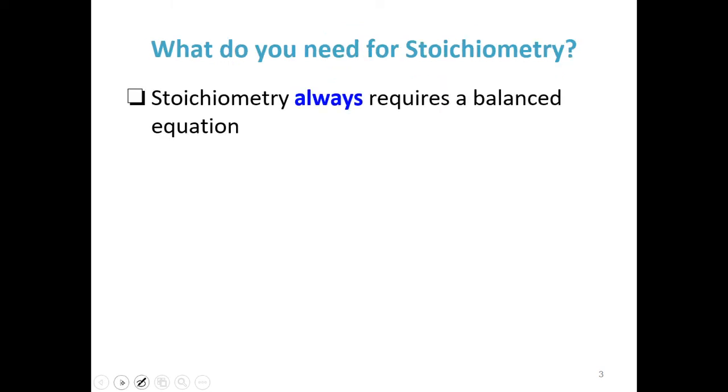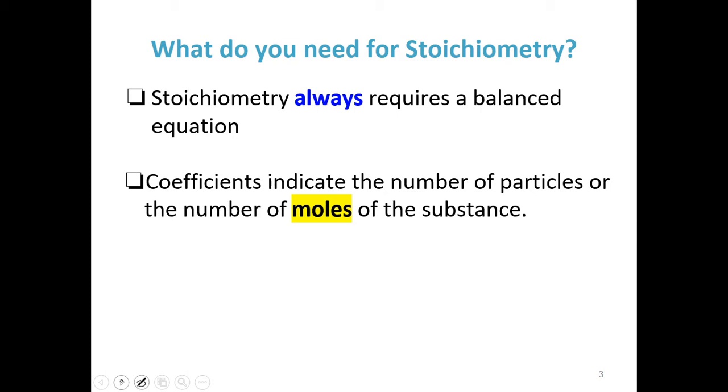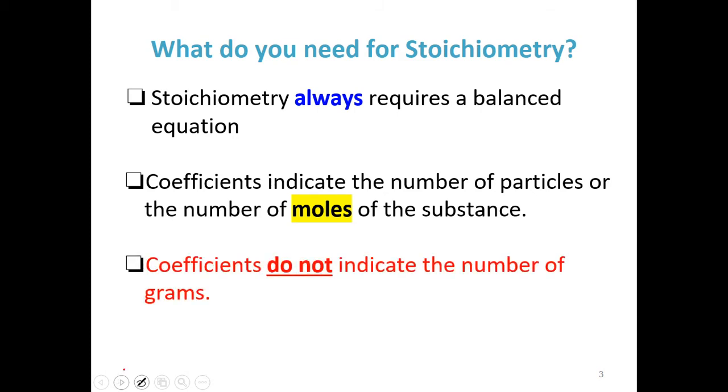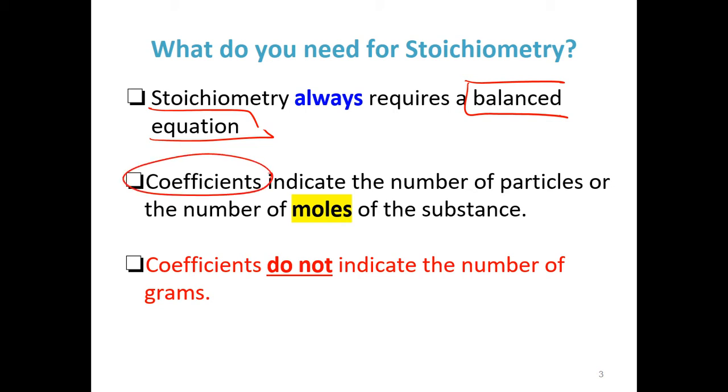Okay, so here are the things that you need for stoichiometry. You need a balanced equation. You cannot do stoichiometry without a balanced equation, which is why we learned how to write equations, we learned how to balance them. These are all skills that you're going to be applying for this unit. Okay, then coefficients that we use to balance the equation, like the numbers that you put in front of reactants and products, those can be compared or read as moles of that substance. Okay, this is super important.